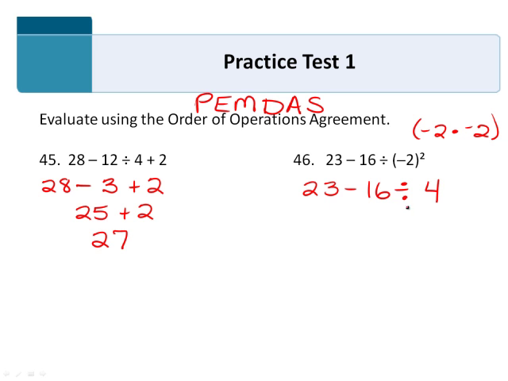So now subtract or divide. Right, you're going to divide. So 23 comes down and the minus sign. 16 divided by 4 is just 4. And now it's just plain old subtraction. 23 minus 4 would be 19. Okay?